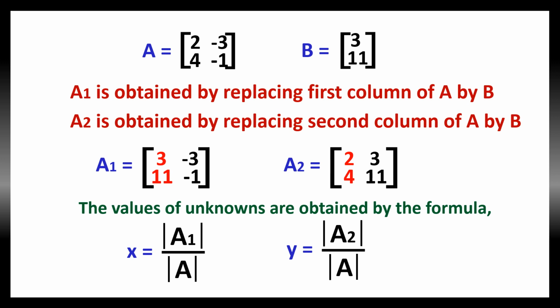We have already got three matrices now, A, A1, A2. Using A1, A2 and A, we have to find x and y. That is, we have to find the determinant values of all the three matrices A, A1 and A2. And then apply the formula. To find the value of x, we have to do this division as determinant of A1 divided by determinant of A, and for getting the value of y, we have to divide determinant of A2 by determinant of A.